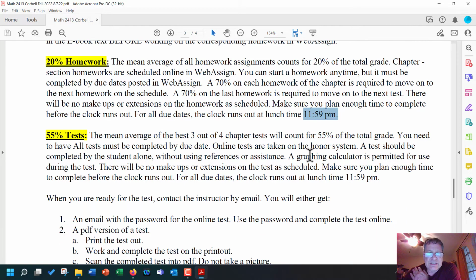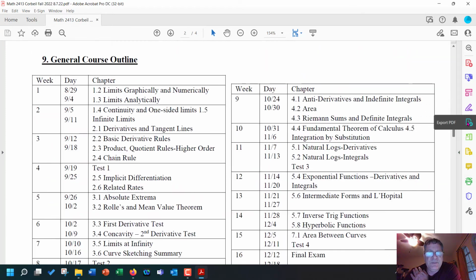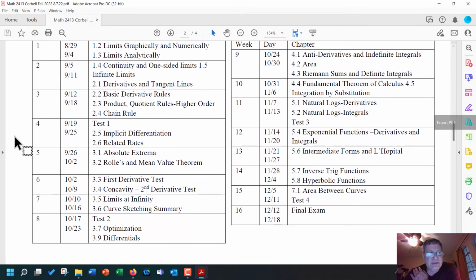There are 4 tests that are going to happen during the semester. Again, if you look backwards here, you can see the general course outline. You see there's one that's September 19th, there's one October 17th, there's one November 7th, and there is one on the second to last week, December 11th. So there's 4 tests in the program.